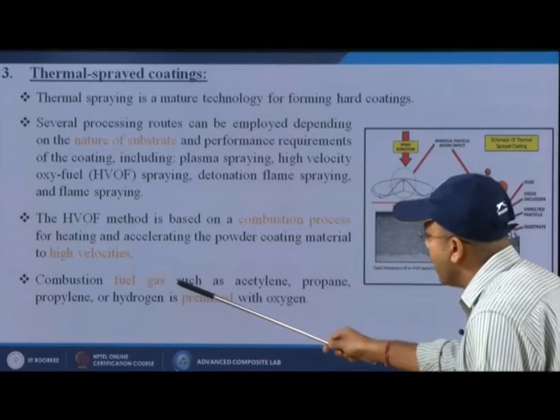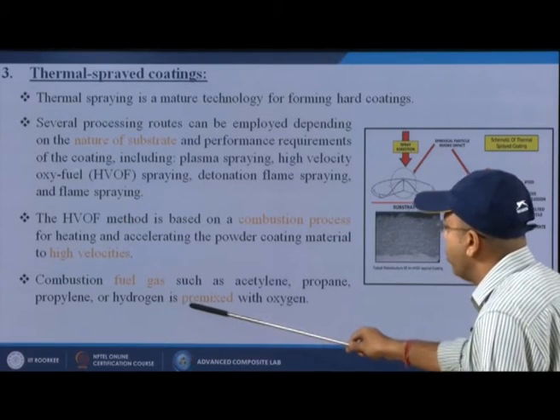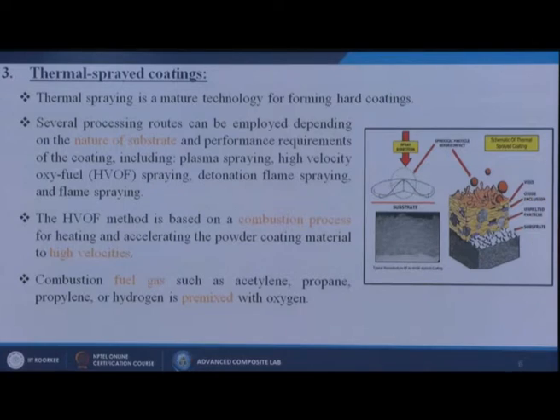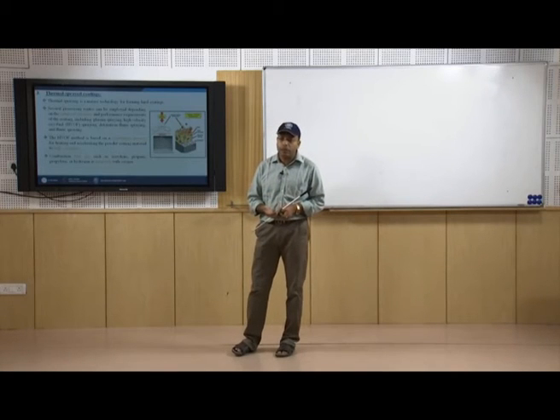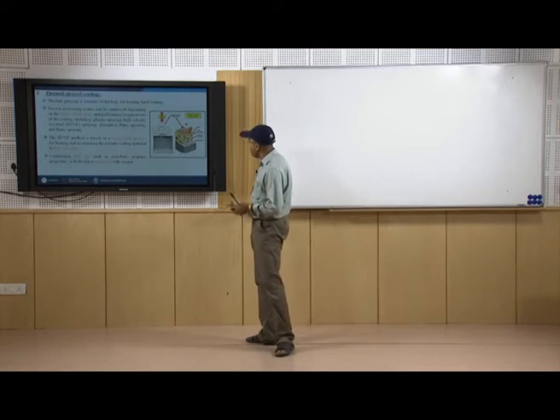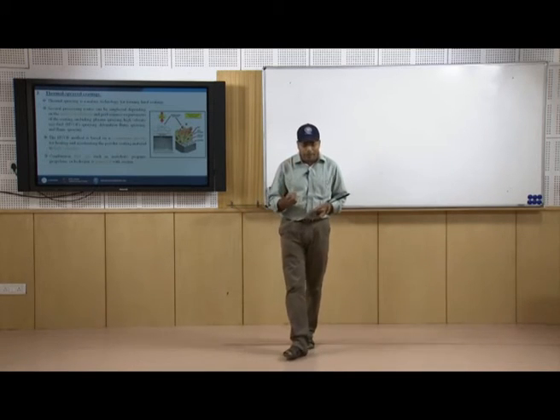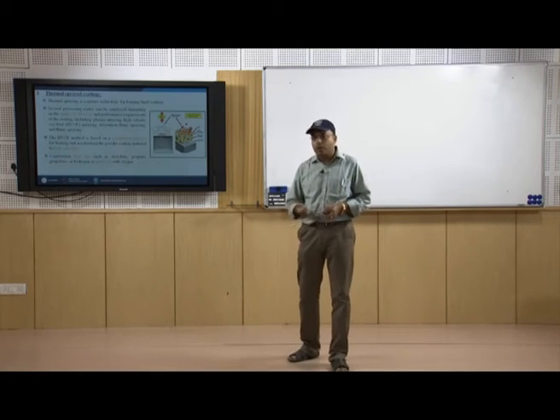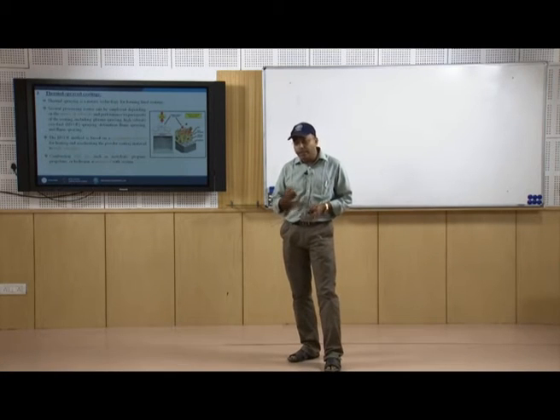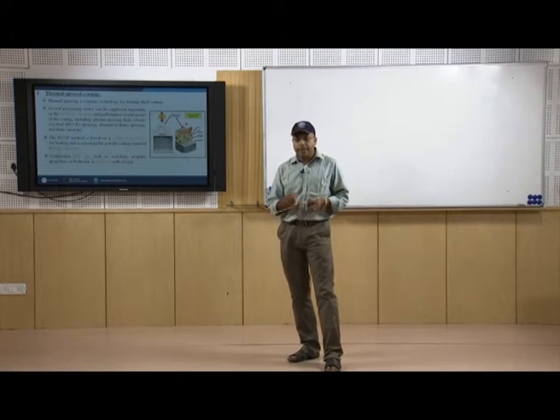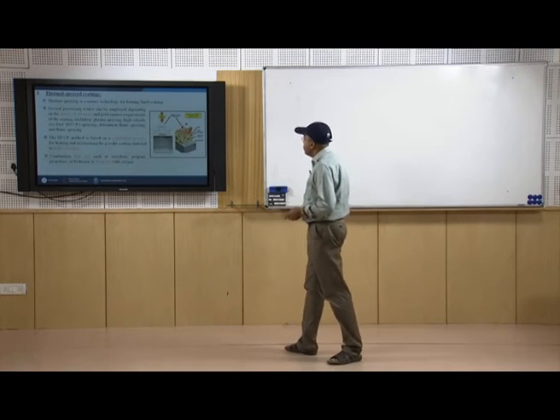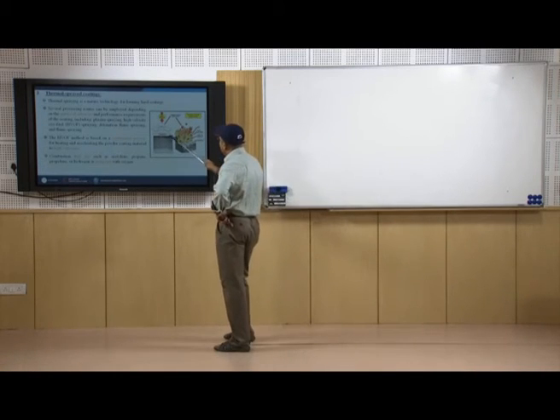Then combustion of fuel gas such as acetylene, propane, propylene, and hydrogen is premixed with oxygen, so that the heat generation will be more, because sometimes we are using certain nanoparticles whose melting temperature is too high. At that time we need to ignite those nanoparticles. For that purpose we may put certain combustible liquids which can heat it up to that particular temperature, and then the nanoparticles can be melted. So this is what we are going to do.